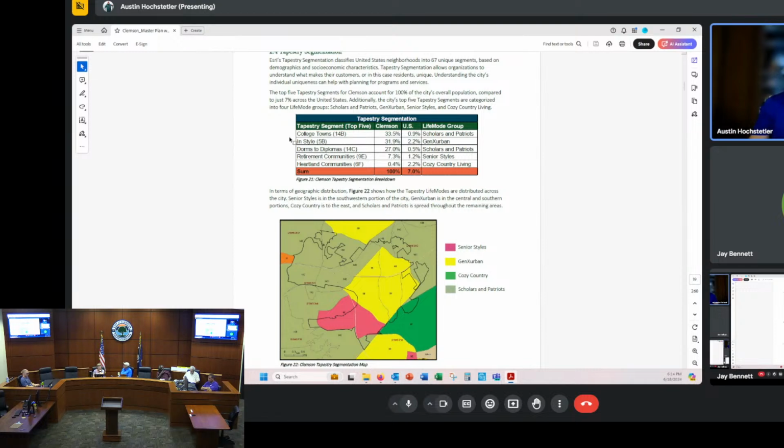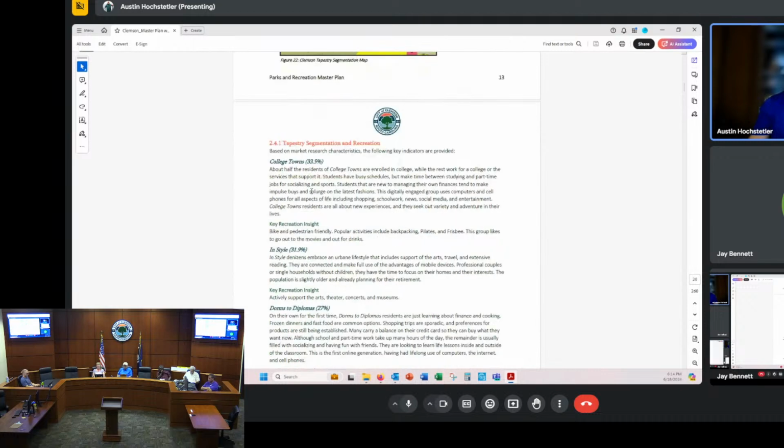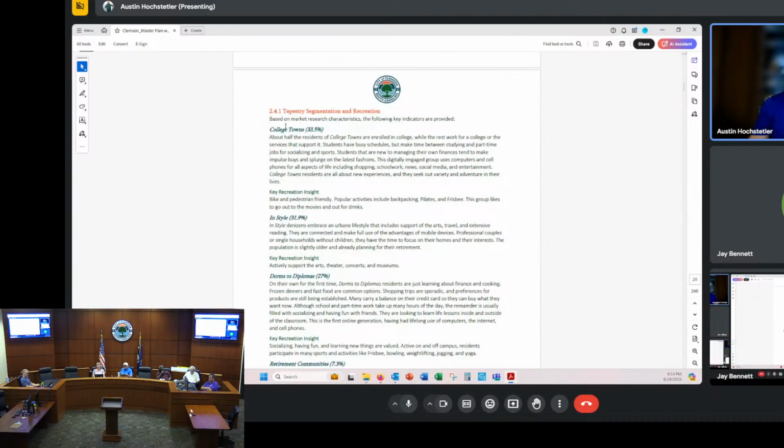The takeaway here is each one of these market profiles has unique little descriptions about them. So, for an example, if 33.5% of your population is considered a college town kind of atmosphere, it basically means that this group across the country is bike and pedestrian friendly. They like backpacking, Pilates, frisbee. They like to go out to the movies, out for drinks. It just gives a little bit of insight into the population at a macro level.